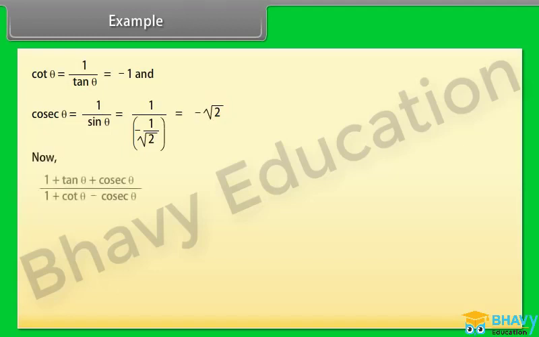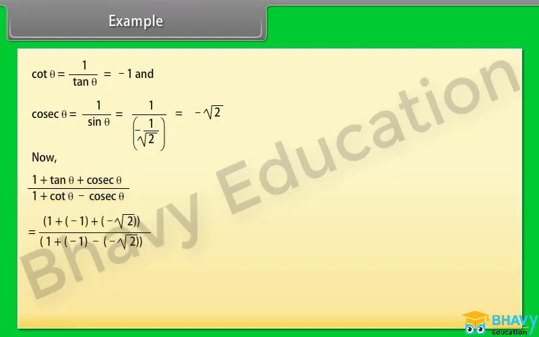Now, (1 + tan θ + cosec θ)/(1 + cot θ - cosec θ) = (1 - 1 - √2)/(1 - 1 + √2) = -√2/√2 = -1.